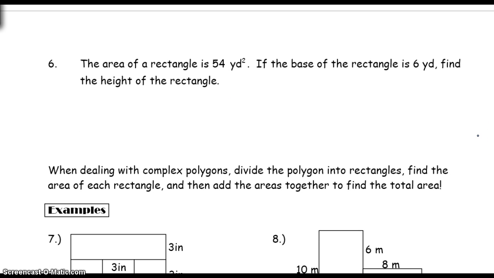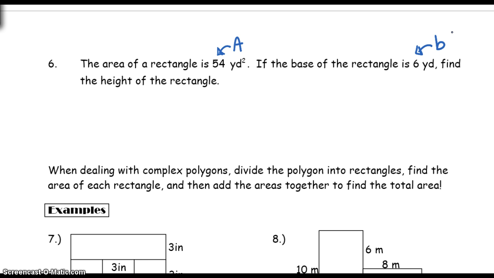Number 6, the area of a rectangle is 54 yards square. If the base of the rectangle is 6 yards, find the height of the rectangle. Well, I like to label what these numbers are, so I'm going to reread it. The area of a rectangle is 54. So 54 is going to stand for A, for area. And then it says the base of the rectangle is 6. So this 6 stands for the B, for the base. And then it says find the height.